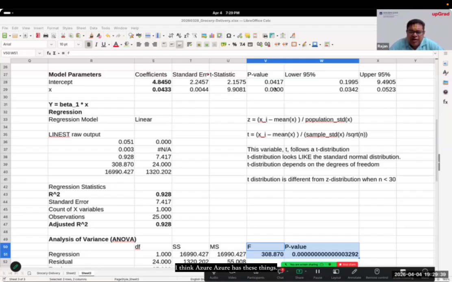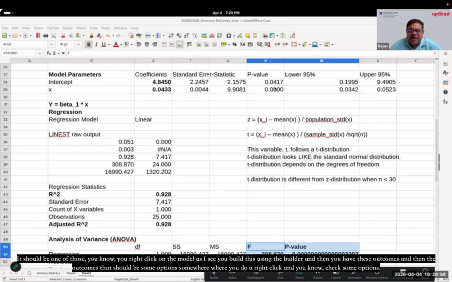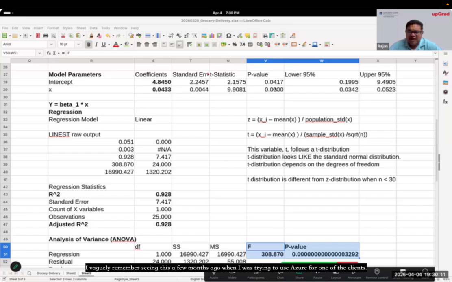I think Azure has these things. I would be very surprised if Azure doesn't have this, because they're based upon the values of other variables. These exercises should be there. You build the model using the builder, and then you have these outcomes. In the outcomes, there should be some options somewhere where you right click. It should be there. I vaguely remember seeing this a few months ago when I was trying to use Azure for one of the clients.